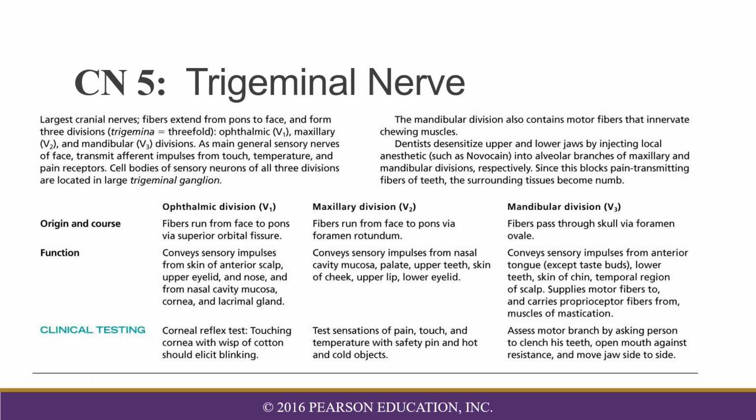Mandibular division fibers pass through the skull via foramen ovale and convey sensory impulses from the anterior tongue, except taste buds, because that's going to be 7 and 9, the lower teeth, skin of the chin, and temporal region of the scalp. It supplies motor fibers to, and carries proprioceptor fibers from, the muscles of mastication.